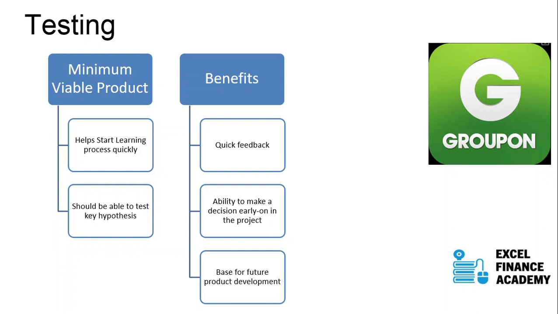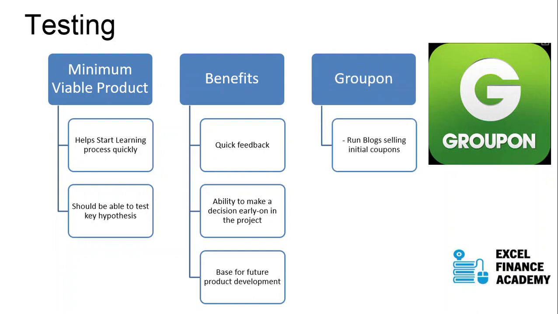So in the case of Groupon, how was Groupon developing the coupon? Groupon is a coupon economy there in the US. It's a very successful business, and grew very fast. What they did was they ran blogs selling initial coupons. They made the coupons by hand, generated them into a PDF and mailed them manually. They used a WordPress website. They didn't really build a new website. They just ran the blogs on WordPress.